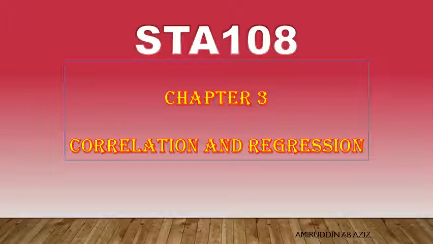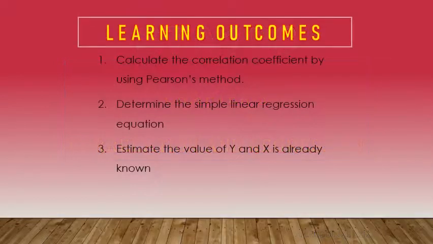So for the next chapter 3, correlation and regression. For the learning outcome, at the end of this chapter, students will be able to calculate the correlation coefficient by using Pearson's method. Second, determine the simple linear regression equation. And third, estimate the value of y when x is already known.